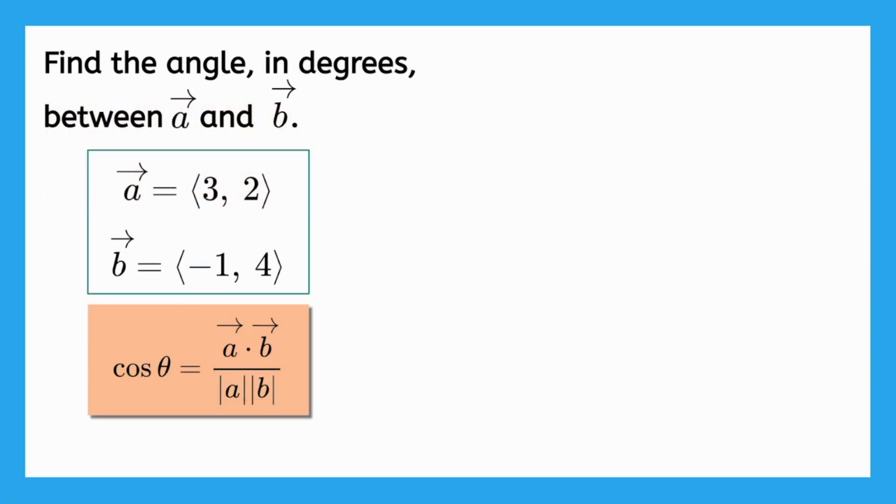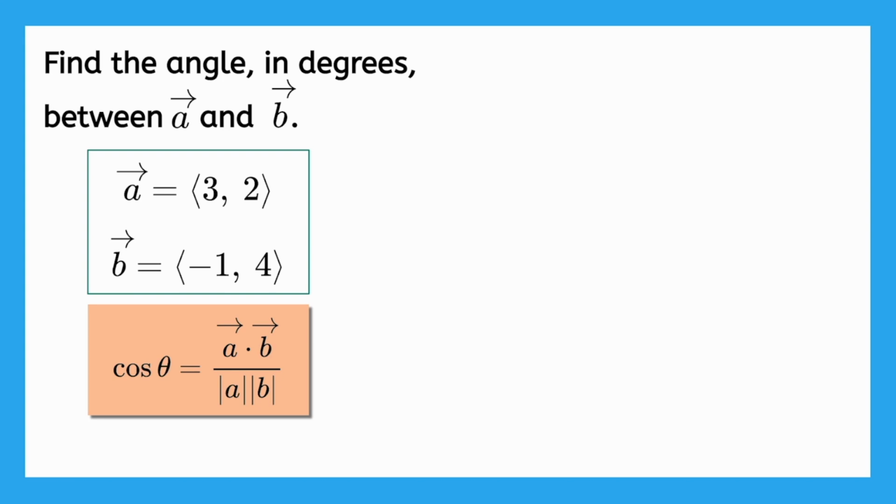Find the angle in degrees between vector A and vector B. These two vectors have component form 3, 2, and -1, 4. Since you know how to find the dot product and magnitude of vectors, try using this formula to find the angle on your own. How did you do? Let's walk through it together.